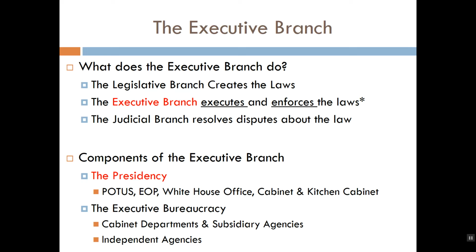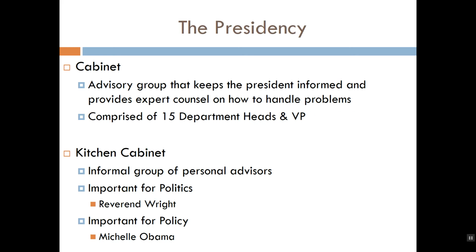We will also find that in addition to the cabinet departments and all of their subsidiary agencies, you have a few independent agencies that are going to operate outside of a particular cabinet and yet that are nevertheless a part of the executive bureaucracy. We'll elaborate on that later in this lecture. But for now, let's start to focus in on the presidency as the first of the two major components of the United States executive branch.